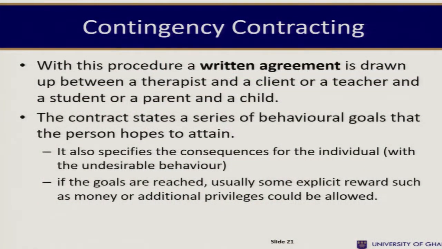The next one is contingency contracting. With this procedure, a written agreement is drawn up between the therapist and the client, or a teacher and a student, or it can even be between a parent and a child. The contract states a series of behavioral goals that the person hopes to attain. So it helps in monitoring whatever is being done. It specifies the consequences if the individual fails to achieve it.